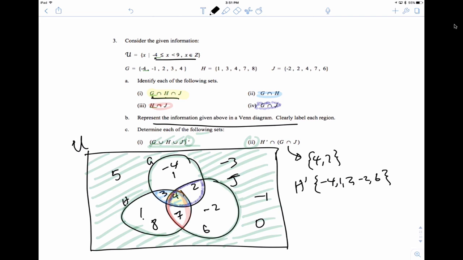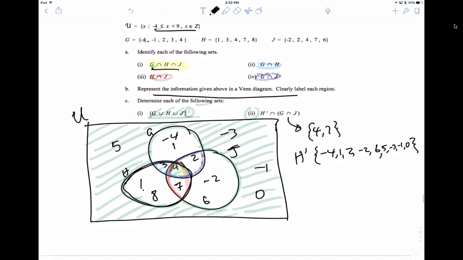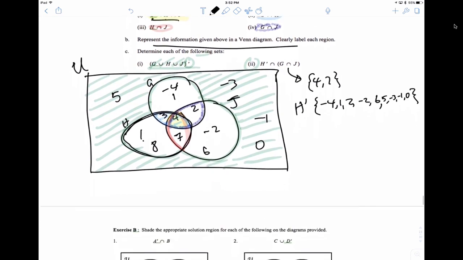So not H, so everything outside of H: -4, 1, 2, -2, 6, and all the others. All right, there's a lot there, a ton there, and I did it all in one diagram. Probably it's better done in separate diagrams.